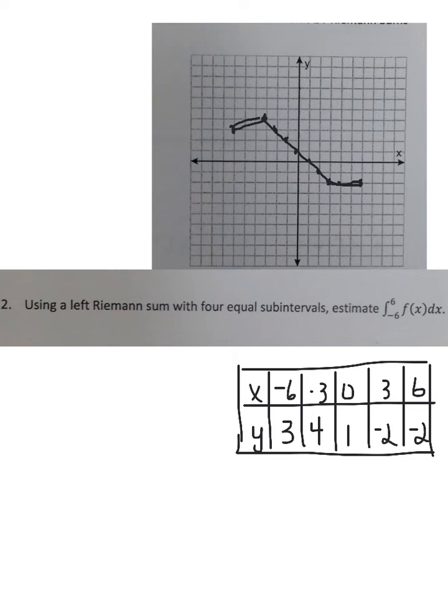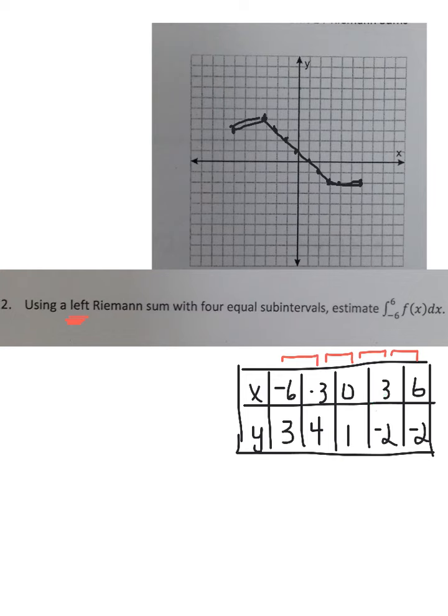Alrighty, so number 2 wants a left Riemann sum. So we want 4 subintervals again. So here, same as the last one. Okay, but we want a left Riemann sum. So this time we are going to be looking at this interval and looking at the number on the left and going to its height. Okay, then looking at this interval, look at the number on the left, go to its height. Number on the left, which is 0, its height. And then the last one is 3 to 6, number on the left, its height.